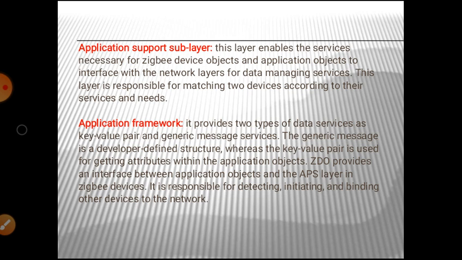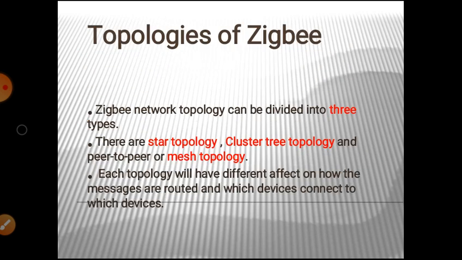Next layer is application framework. It provides two types of data services as key value pair and generic message services. The generic message is a developer defined structure, whereas the key value pair is used for getting attributes within the application object. ZDO provides an interface between application object and the APS layer in a ZigBee device. It is responsible for detecting, initiating and binding other devices to the network.